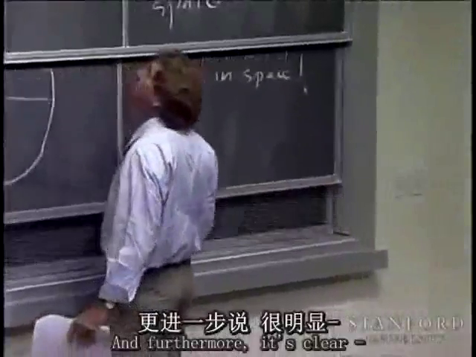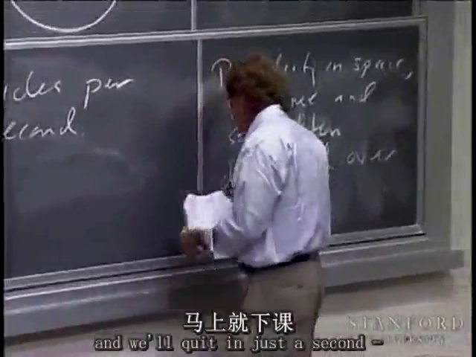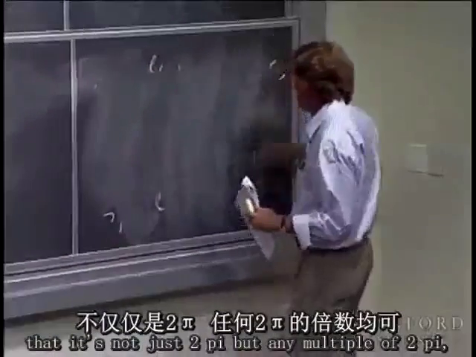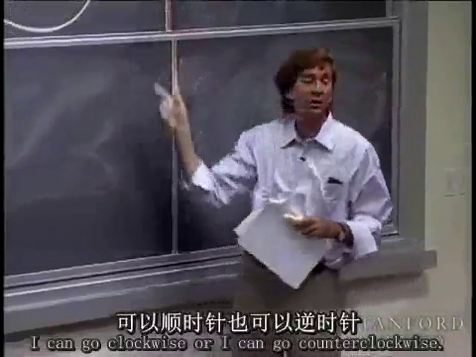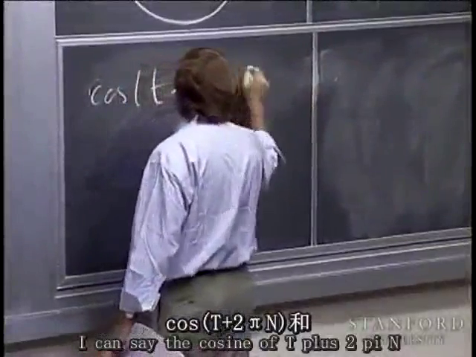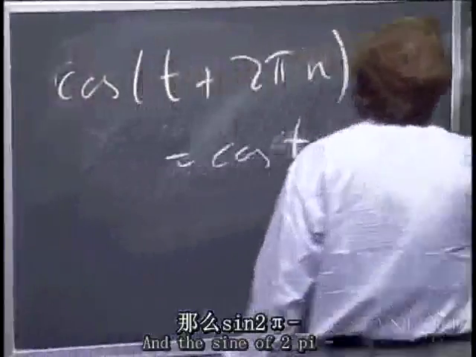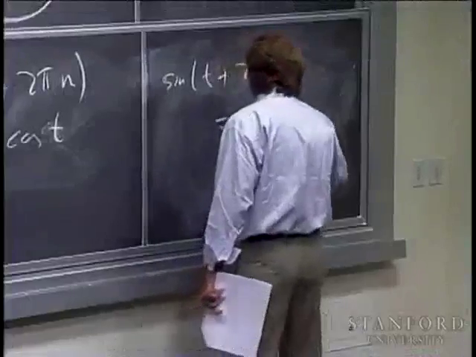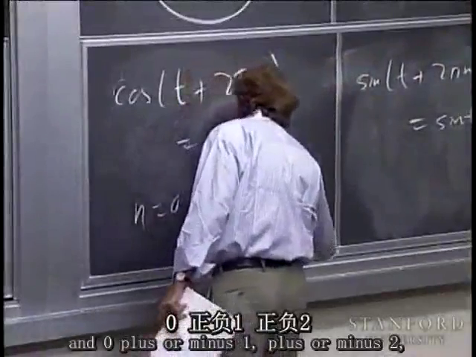And furthermore, it is clear, and we'll quit in just a second, that it's not just 2 pi, but any multiple of 2 pi, positive or negative. I can go clockwise or I can go counterclockwise. I can say the cosine of t plus 2 pi n is the same thing as cosine of t, and the sine of t plus 2 pi n is the sine of t for any integer n: 0, plus or minus 1, plus or minus 2, and so on.